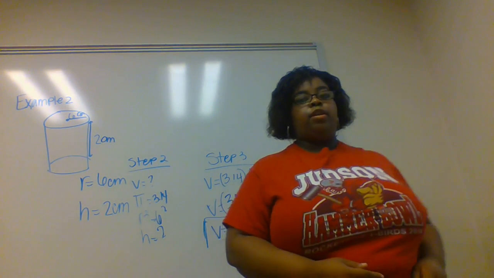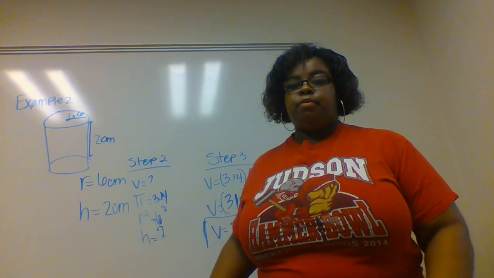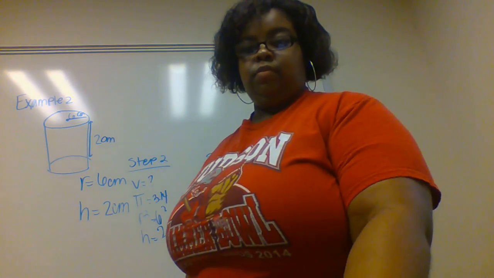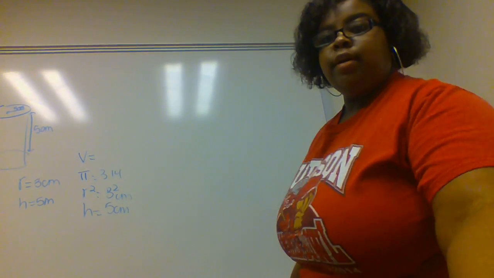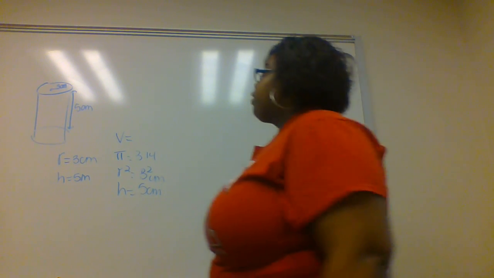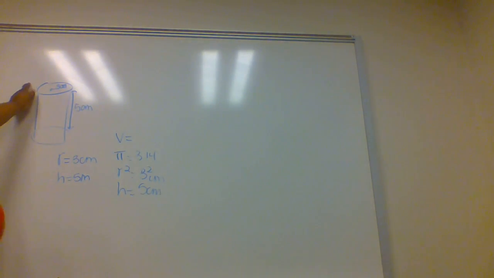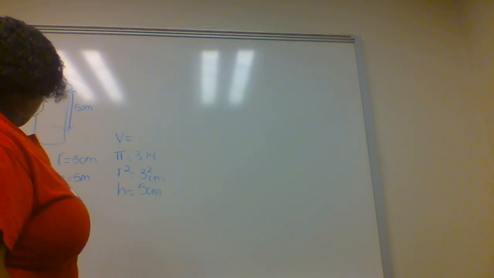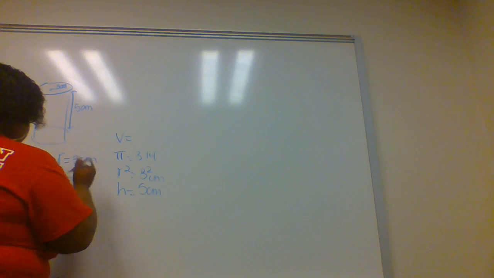Does anybody have any questions over the second example? Okay, now time for our last example. So here we have the radius, which is equal to 3, and we also have the height, which is equal to 5.